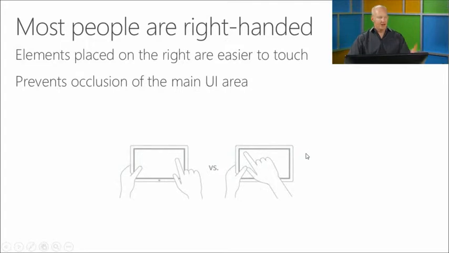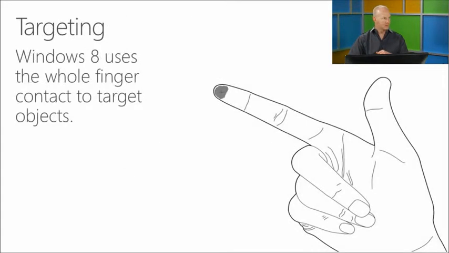Okay. Statistically speaking, most people are right-handed, so you need to think about that as far as in a right-to-left language. Think about occlusion and where people are going to be placing their hands and how they're going to be moving them, as far as occluding some of the content or some of the controls on the main UI area.